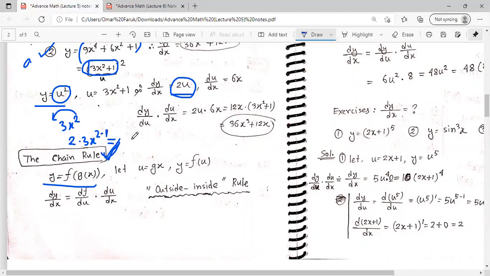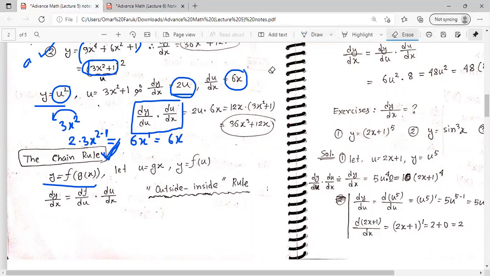So 3 multiplied by 2 is 6. 6x to the power 1, that means 6x. So here is our derivative of u. So now you just multiply these two. This is our chain rule: dy by du into du by dx.